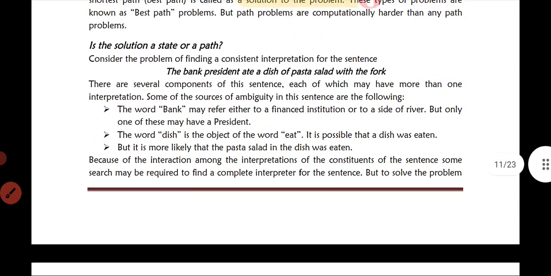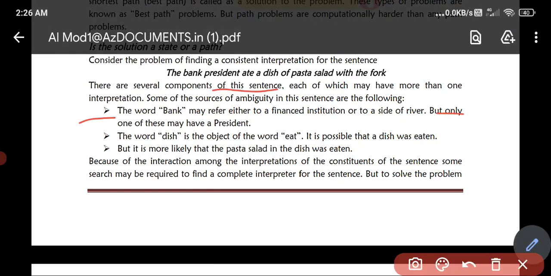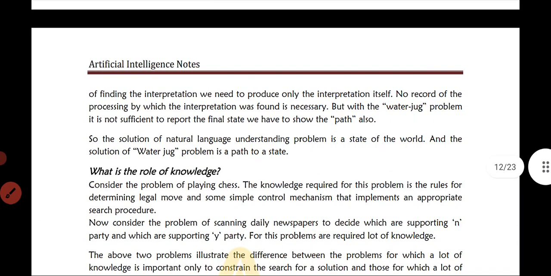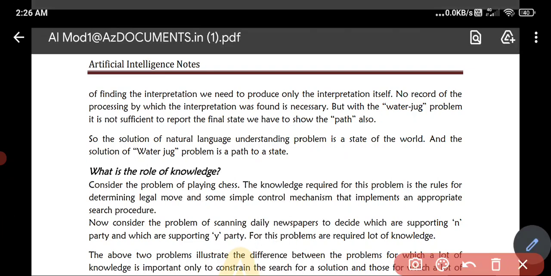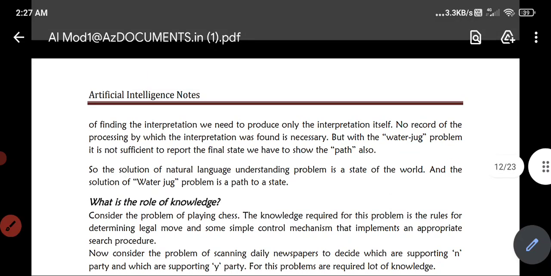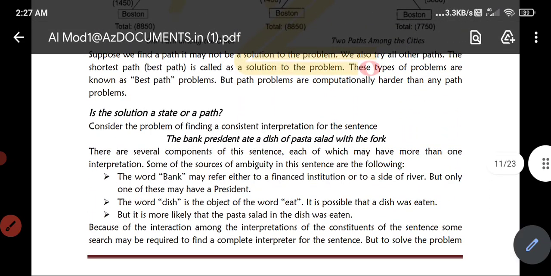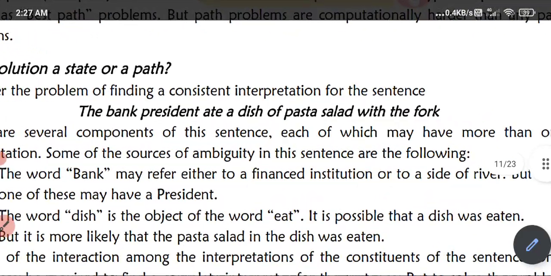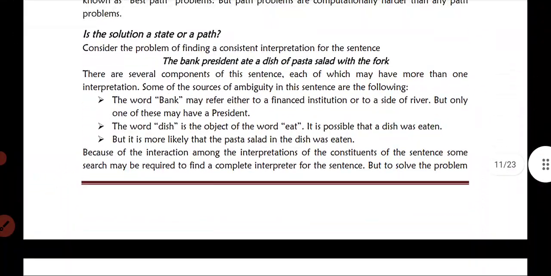And the next property is whether the solution is a state or a path. We will take the example of two kinds of problem: one is the water jug problem and another is the state of the world problem. For example, I said here in the statement, the bank resident ate the dish of pasta and salad with the fork. Correct. This is natural language.